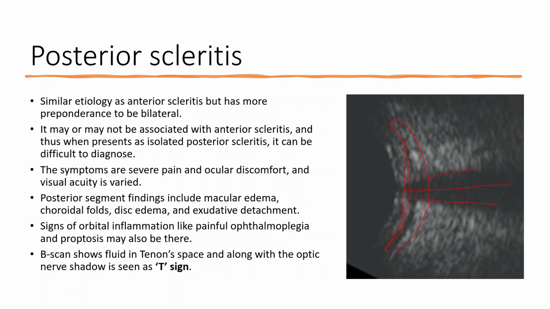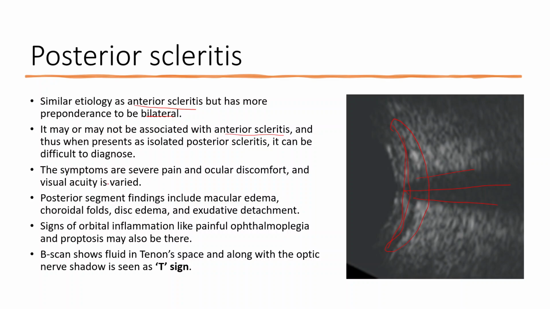Okay, so what is posterior scleritis? The etiology is similar to anterior scleritis. TB and other autoimmune conditions have more preponderance. It can be bilateral. Okay, so it may or may not be associated with anterior scleritis at all, and then it presents as an isolated posterior scleritis. It is a little difficult to diagnose. The symptoms are severe pain and ocular discomfort, and the visual acuity varies depending on which part of the sclera is affected.